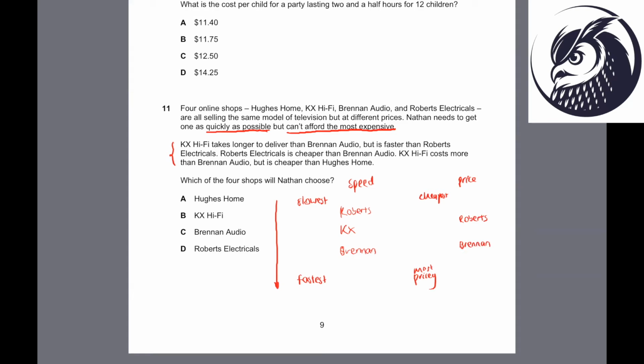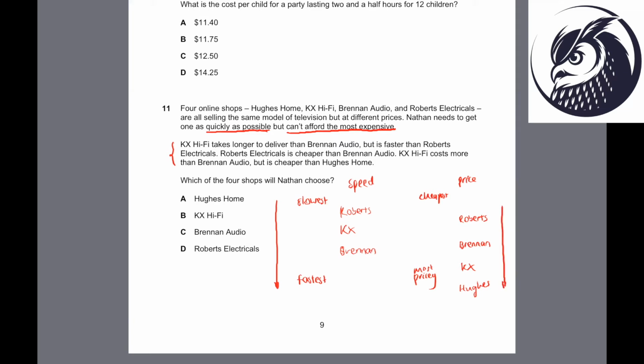Okay. Next sentence. KX Hi-Fi costs more than Brennan. So I know KX is going to be pricier than Brennan, but KX is cheaper than Hughes Holmes. So Hughes Holmes must be the priciest. Okay. All right. So it would go in order like that.